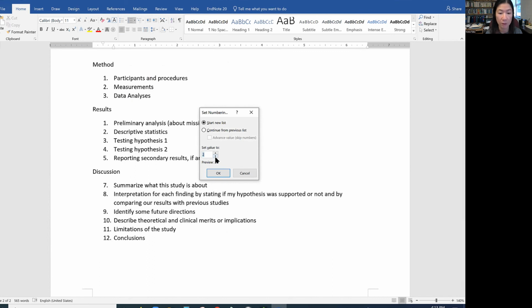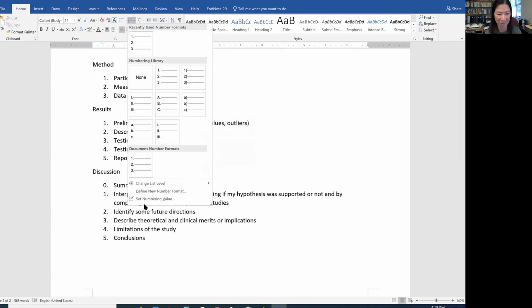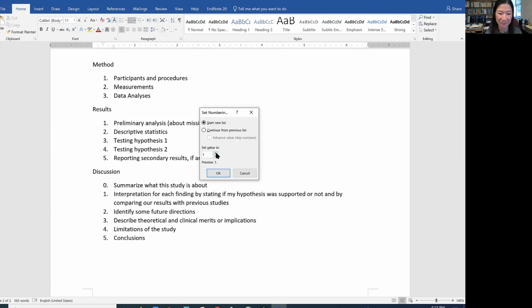Start with the summary of the entire manuscript, and then interpret each result, make the theoretical contributions, compare with the previous studies, identify clinical implications, limitations of the study, conclusions, and then I think that's it.